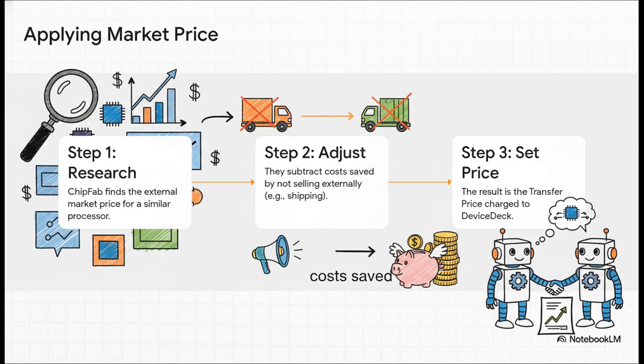Let's plug this right back into our case study. So, the manager over at Chip Fab, she goes out and researches the going rate for a similar processor on the open market. Then, she sits down and calculates all the money they're saving. No shipping costs to a random customer, no big sales campaign for this one batch. She adds all those savings up, subtracts them from the market price, and there you have it. That is the price they charge their colleagues over at Device Tech.